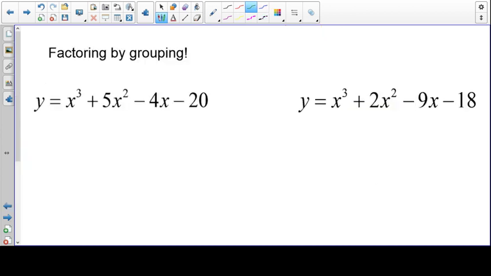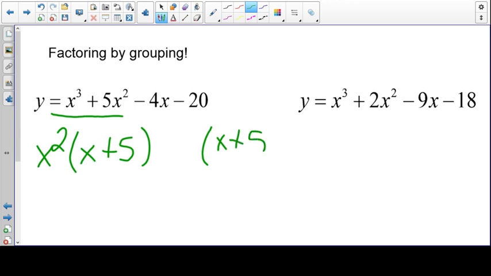So today we're going to talk about how to factor when you have multiple terms, specifically if you have 4 terms. Same idea, I'm going to start by looking at what's in the first two. What can be divided out of x cubed and 5x squared? The biggest amount. I can divide out an x squared. So x cubed divided by x squared is just x, and 5x squared divided by x squared is 5. I'm going to leave a little space, and I want to get x plus 5 again.